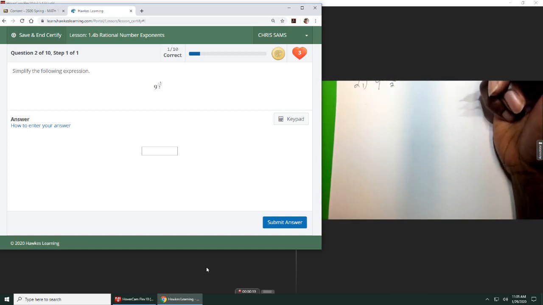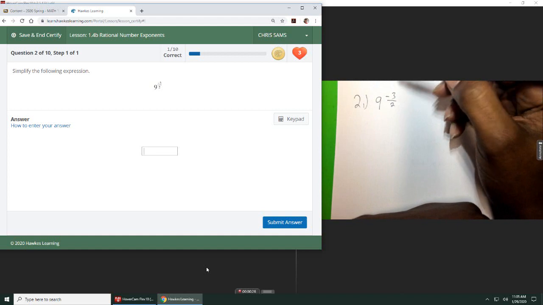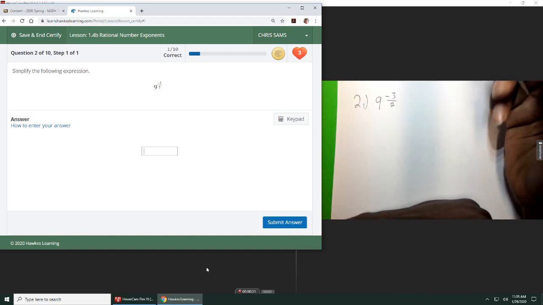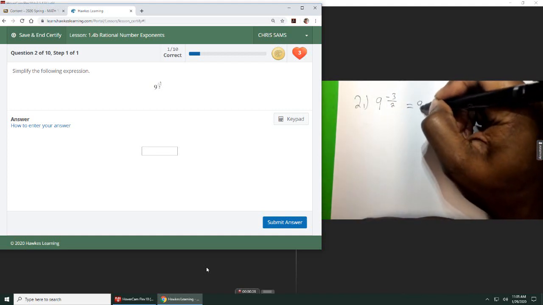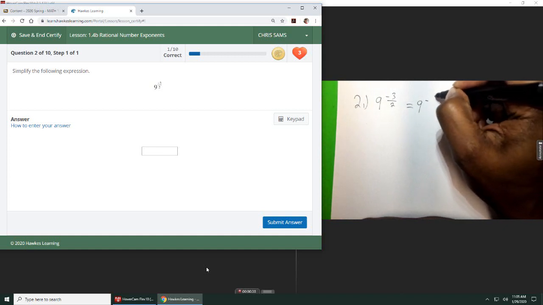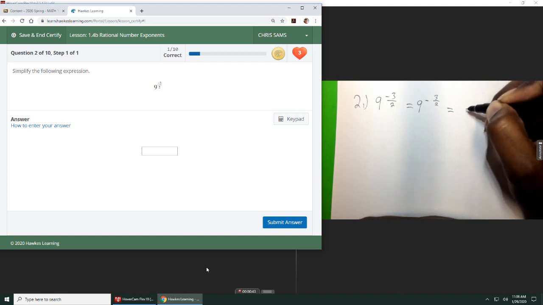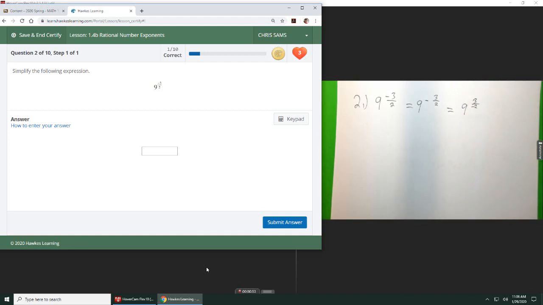Okay, so you need to be mindful and understand that it doesn't matter if the negative is on top, bottom, or out front. It's all the same. Let me show you. Right now, the negative's on the 3. That would be equal to if the negative was out front. And that's the same thing as if the negative was on the bottom. Okay, all of these are going to give you the same answer.